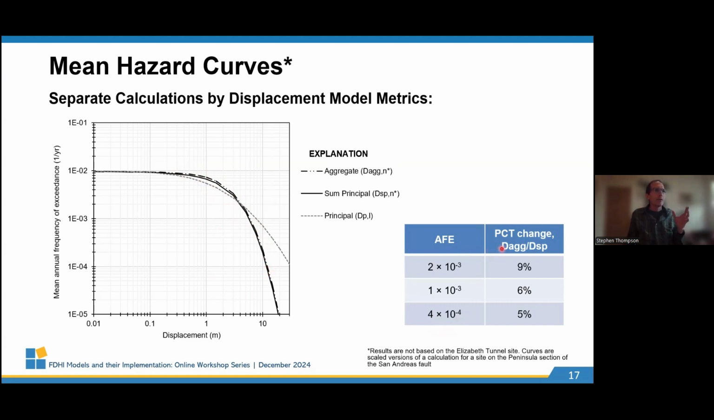When we look at the percent change between the aggregate displacement definition and the sum of principal definition at 3 different annual frequency of exceedance levels, at the 2 × 10⁻³, the 1, and then something down here, 4 × 10⁻⁴, we can see that the percent change expresses the difference between the aggregate to the sum of principal. We have about a 9% increase down to about a 5% increase. These annual frequencies are equivalent to roughly 10% in 50 years, 5% and 2% in 50 years.